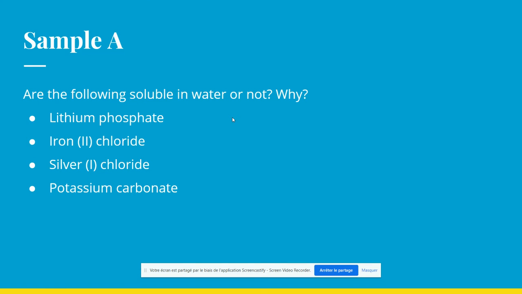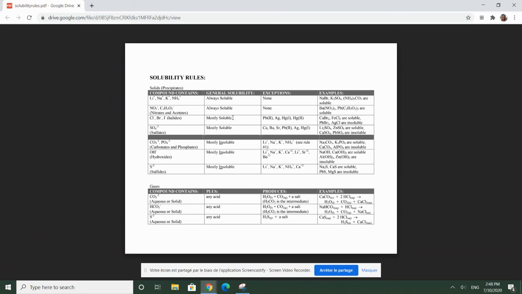And now I've got potassium carbonate. So I see potassium is in my first rule, but let's pretend I didn't notice that just because I want to show you something here. Let's pretend I didn't see the potassium was there. I see that carbonate is here, and it's mostly insoluble, but potassium is an exception. So instead of being insoluble, it will be soluble.